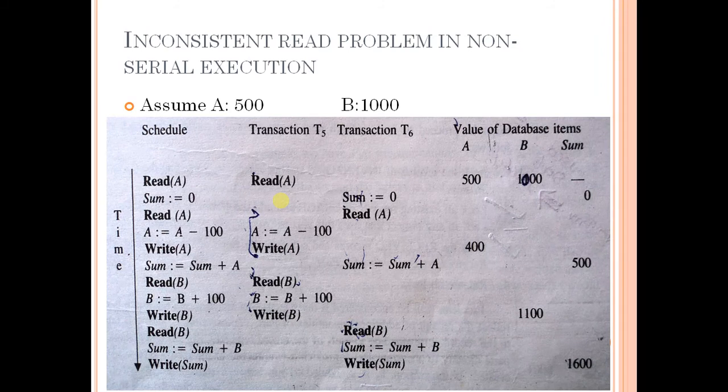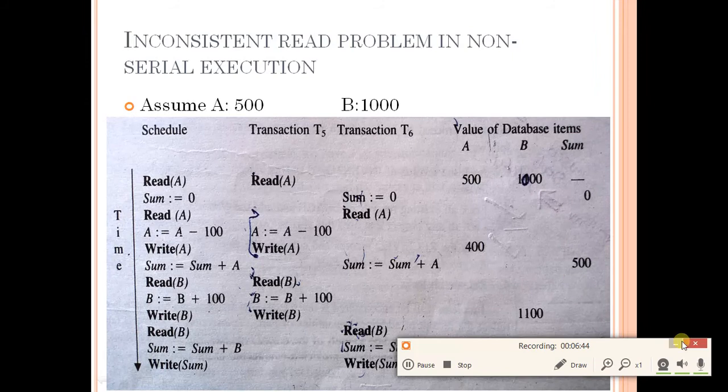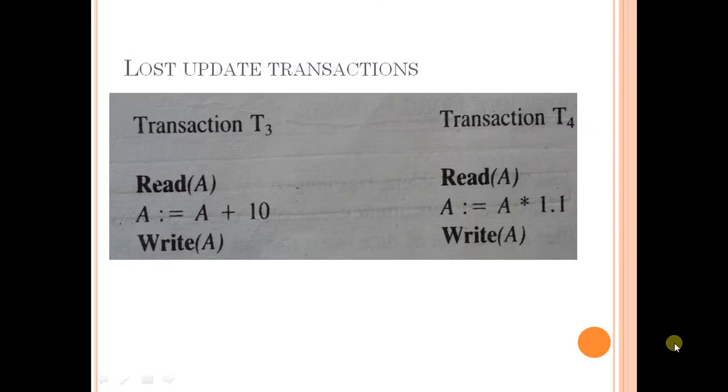Now this is one type of problem. Another type of problem is the inconsistent read problem. This problem again happens. Okay, now let us come to the second problem, that is the lost update problem. The lost update problem happens when the result of one of the transactions is lost.